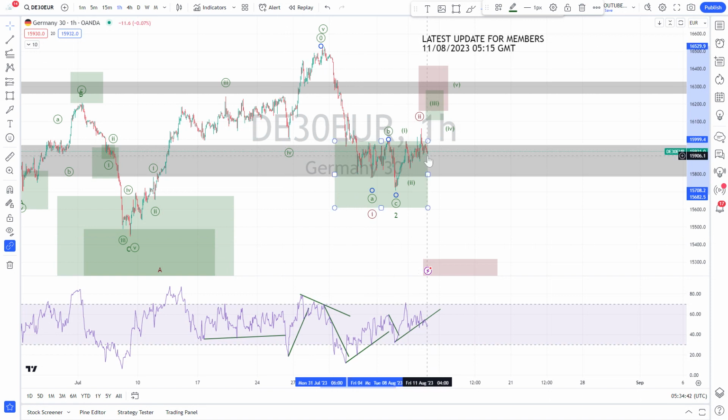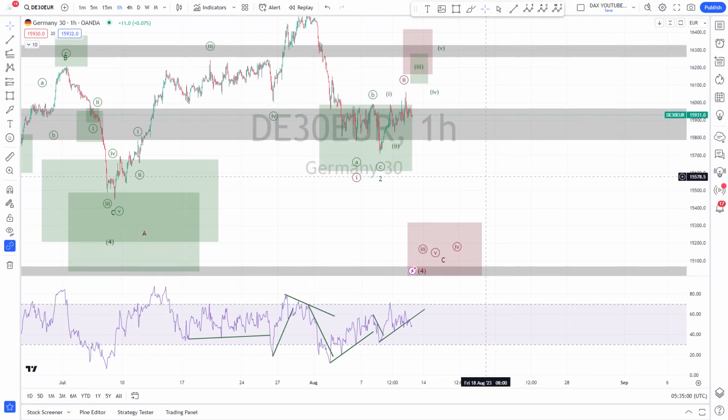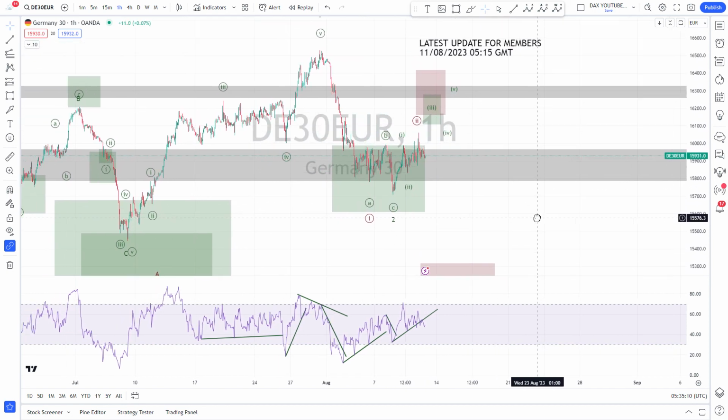So I think patience, and wait. So wait for one of these areas. It would be good if we could go into this area for a short. But if we have to wait for this area, this would mean that we miss all this downside here, which would be a pity.